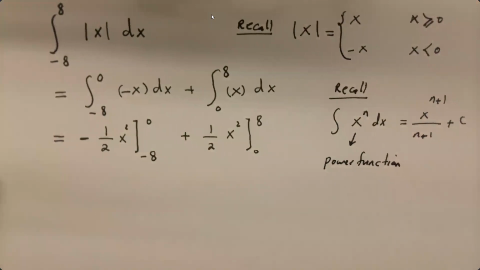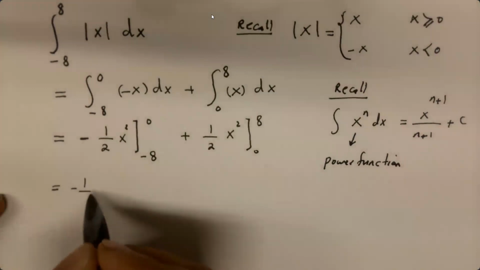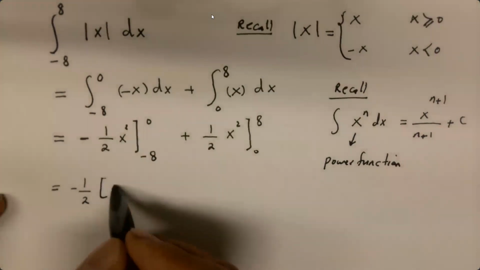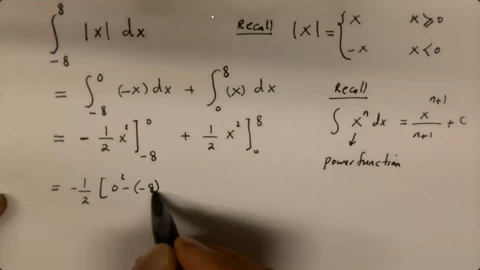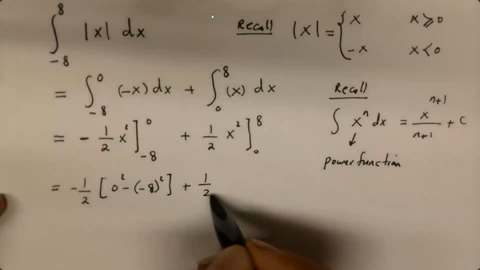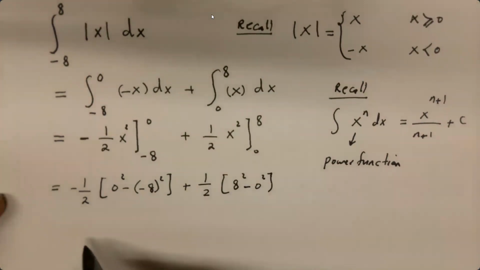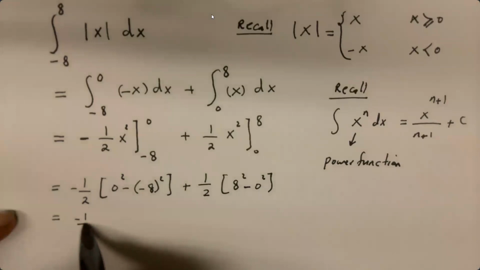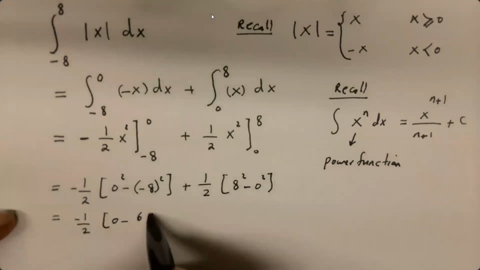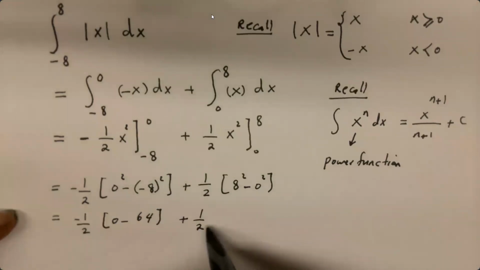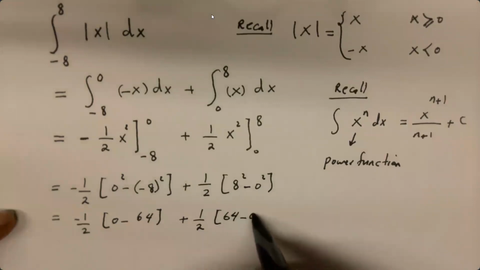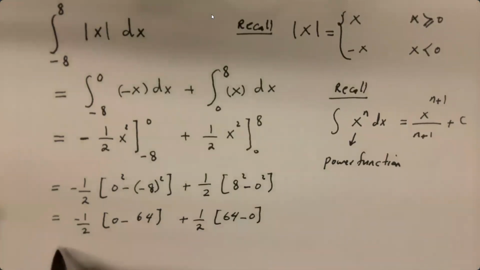Let's see. Here you have -1/2 times 0 squared minus -8 squared, plus 1/2 times 8 squared minus 0 squared, which is equal to -1/2 times 0 minus 64, plus 1/2 times 64 minus 0. So what do we get? We get -1/2 times -64, which is 32, plus 32, which is 64.